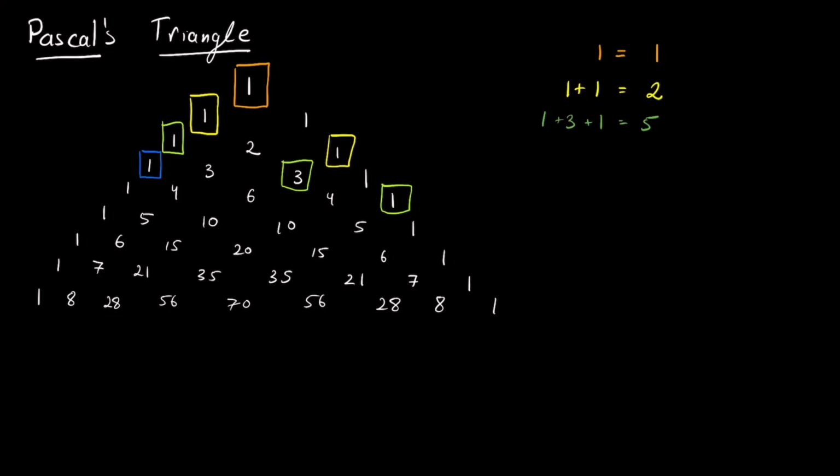I'll go down a row and over 1 to the 6. I'll go down a row and over 1 to the 5. And I'll go down a row and over 1 to the 1. And I'll notice that 1 plus 6 plus 5 plus 1 is equal to 13.